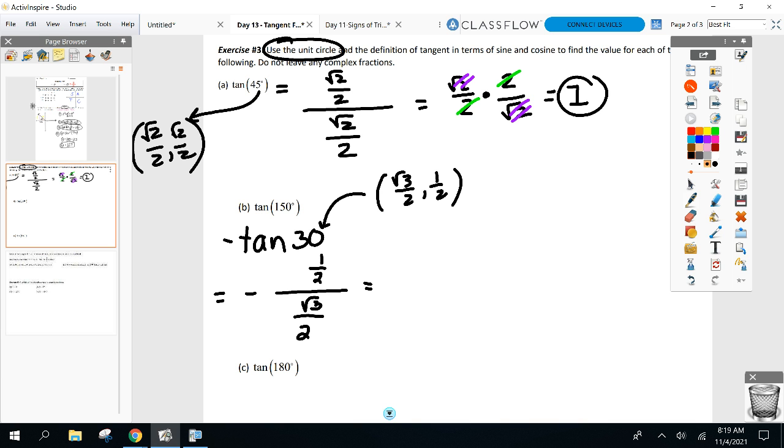Keep, change, flip. Negative 1/2 times, flip it, go ahead. 2 over radical 3. Anything going to cancel here? Yep, 2's are gone. What's left on top? Negative 1. Yep, I brought the negative over. What's left on the bottom?